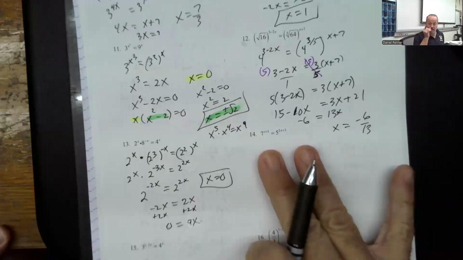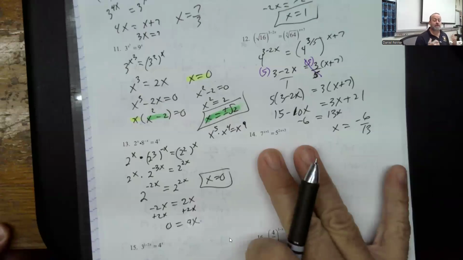All right, let's check out number 14 through 16 here. Now, the switch when we transition on this particular activity is that now all of a sudden we have bases that are just not going to match. There's nothing I could do to make these things match.